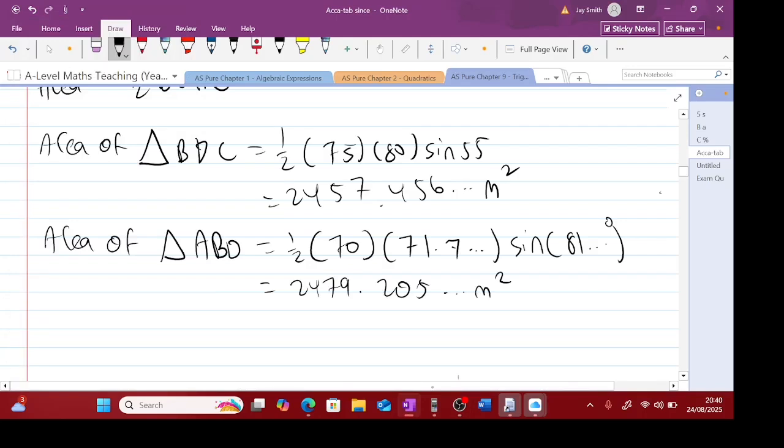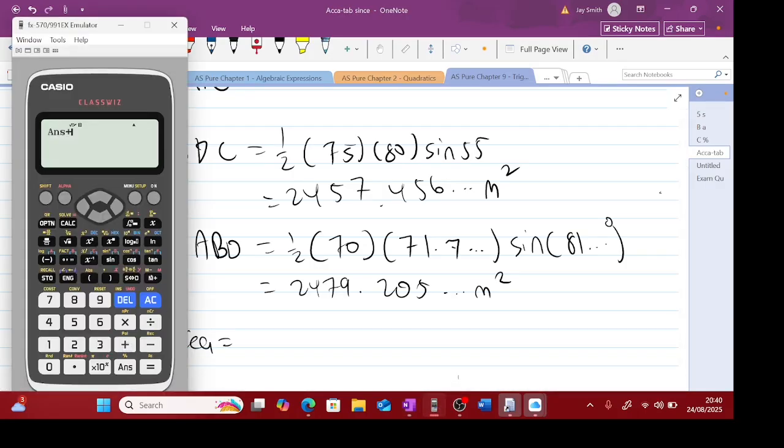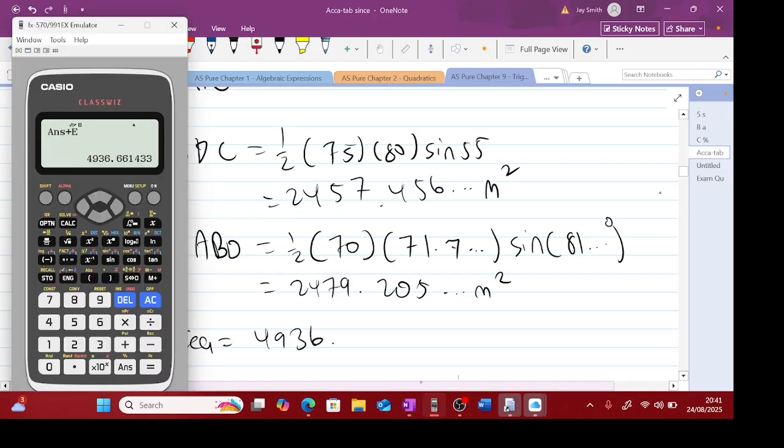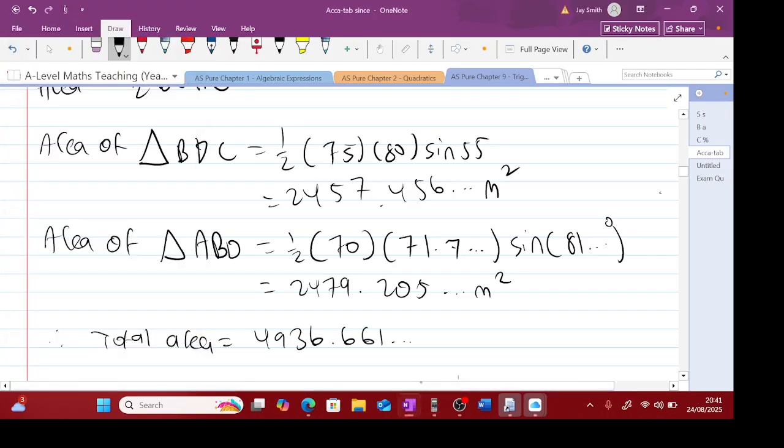Right, so then the overall area, or total area, is going to be these two added together. So I can add this to the other answer, which I stored as E, remember previously, which was this 2457. I get overall 4936.661 blah blah blah, which I can round to 4937 to one decimal place.